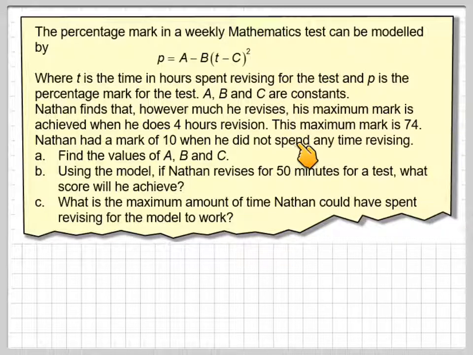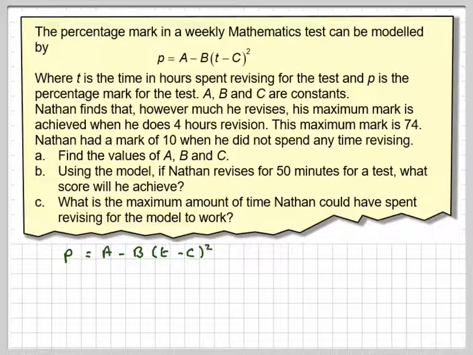revision. This maximum mark is 74. Nathan had a mark of 10 when he did not spend any time revising. Find the values of A, B, and C. Using the model, if Nathan revises for 50 minutes for a test, what mark will he achieve? And what is the maximum amount of time Nathan could have spent revising for the model to work?